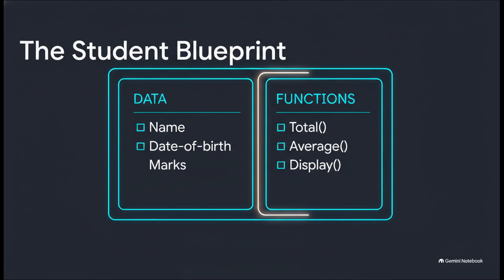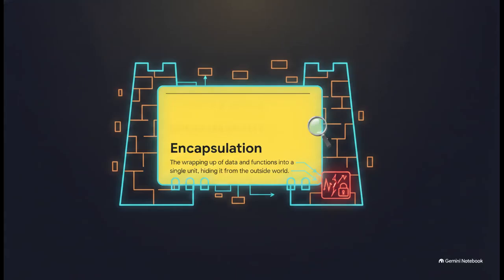Now, take a look at how this blueprint actually ties attributes and actions together into one distinct measurable block. In older, procedure-oriented programming, data and functions were completely separate, just floating around. But here, our student blueprint bundles the data, things like name, date of birth, and marks, right alongside the functions that actually manipulate them, like total, average, and display. This fundamentally changes how memory is organized. Instead of scattered variables and isolated functions, we get this cohesive, unified data structure that perfectly represents a real-world entity inside the machine.